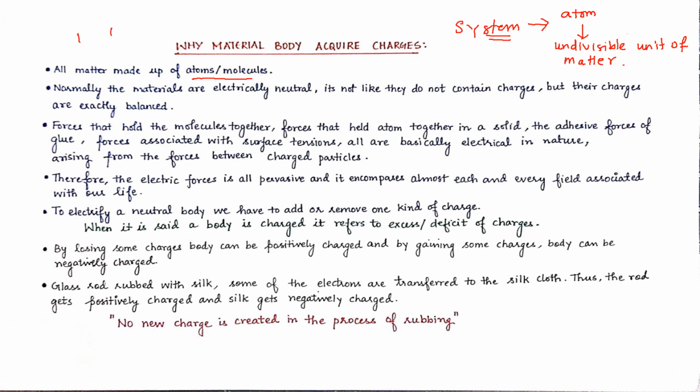Normally materials are electrically neutral. It's not that they do not contain charges, but their charges are exactly balanced. As I explained in the previous slide, bodies tend to be electrically neutral, but the charge on the body is not zero. Rather, positive charges are equal to negative charges.